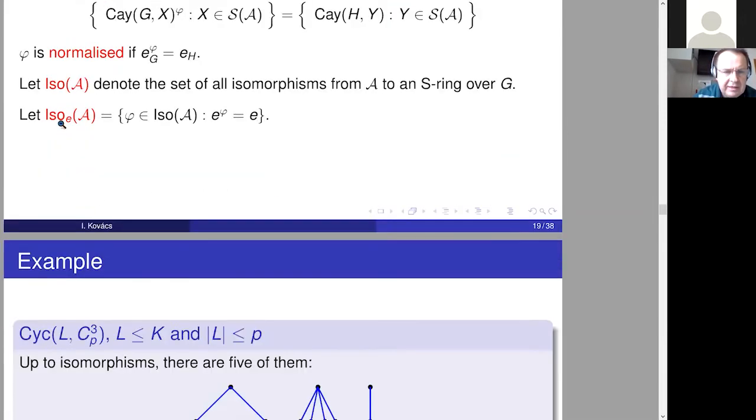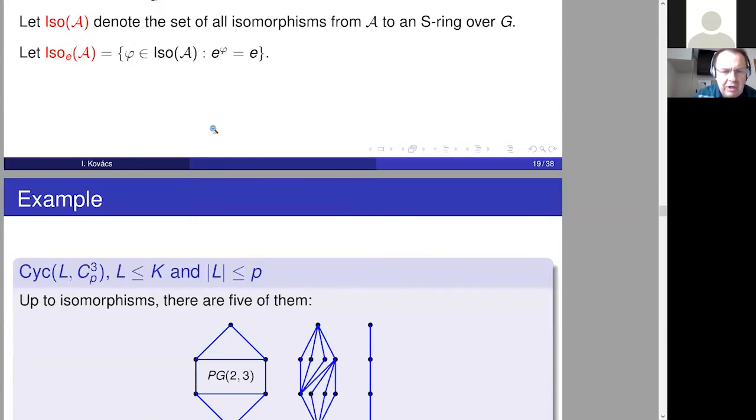And I sometimes use this notation for the isomorphisms containing all the normalized ones.